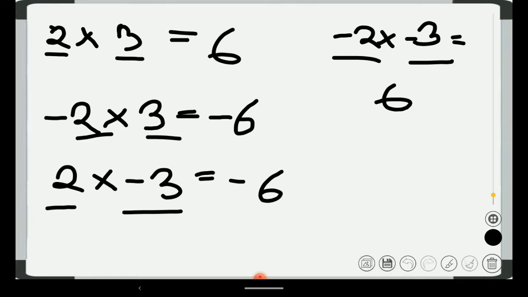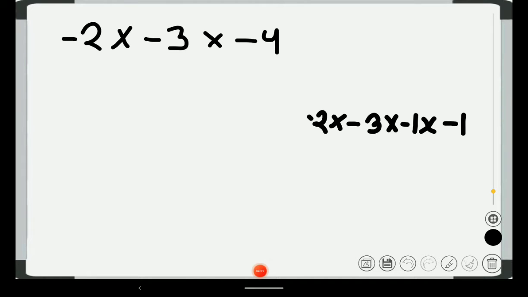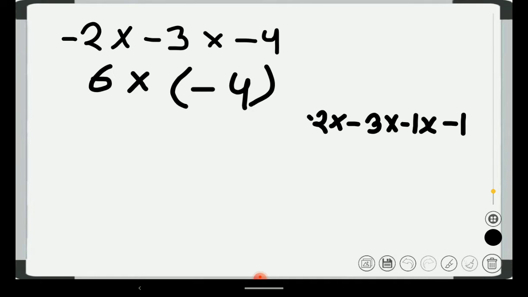Now let me tell you something. If the number of negative integers is even, then the answer will be positive, and if the number of negative integers is odd, then the answer will be negative when you multiply them. Let's check some examples. See, minus 2 into minus 3 is 6, as minus minus gives plus, and 6 into minus 4, then 6 fours are 24 you get, but as there is a minus, plus into minus is minus, so it is minus 24.